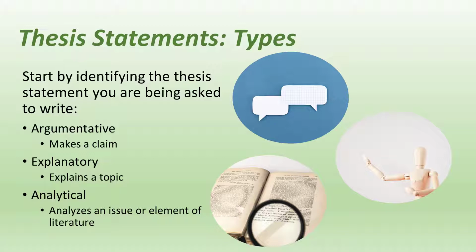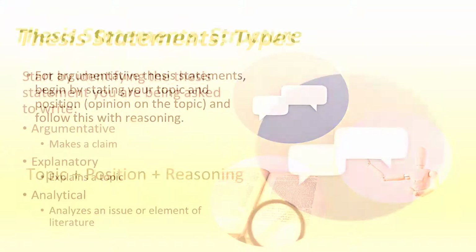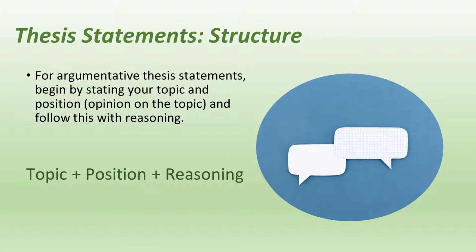For the structure of a thesis statement, typical structure will include the topic, the position or opinion for argumentative thesis statements, and then the reasoning. Sometimes students are taught to provide 3 reasons and reflect those in the body paragraphs that they write. Let's take a look at an example.